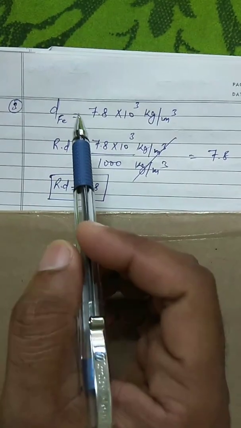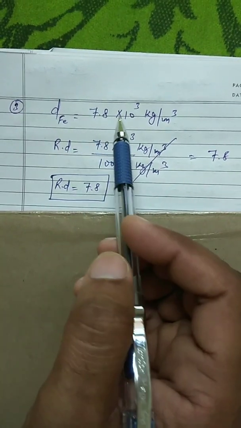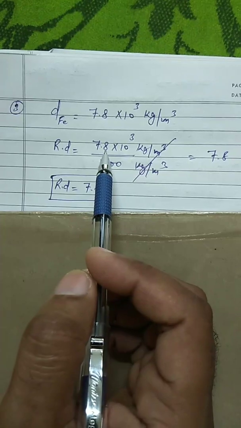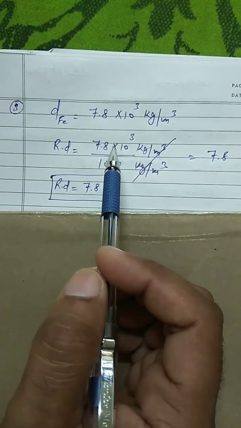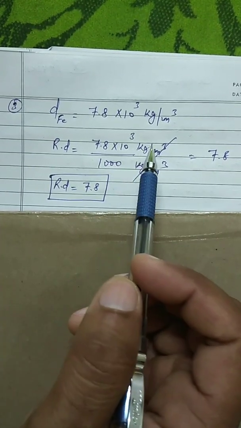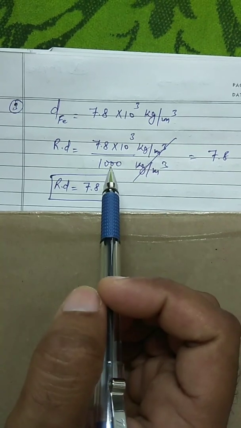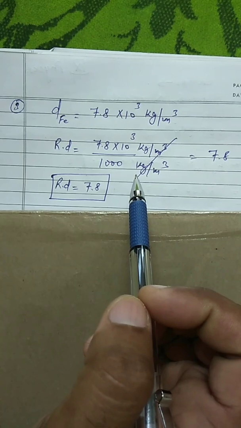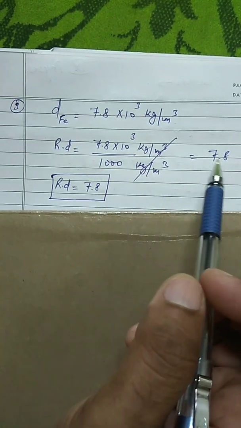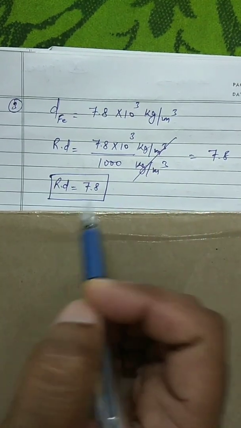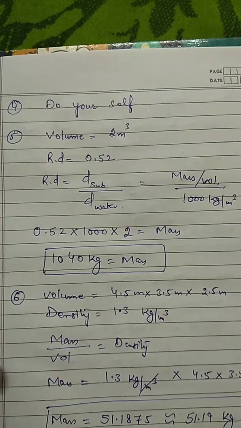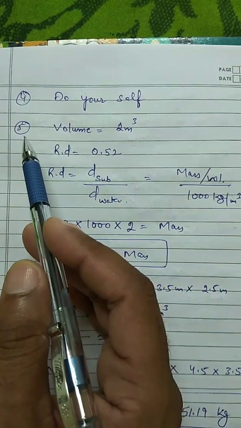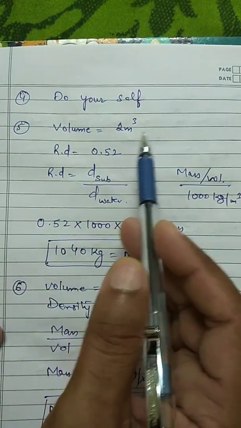In the third numerical, the density of iron is 7.8 into 10 raised to 3 kilogram per meter cube, and relative density is equal to 7.8 into 10 raised to 3 kilogram per meter cube divided by 1000 kilogram per meter cube. So now these two units will cancel out, and the relative density answer is 7.8. So here I am writing it. Now the fourth one is an easy one, you can do it yourself. I am leaving it.